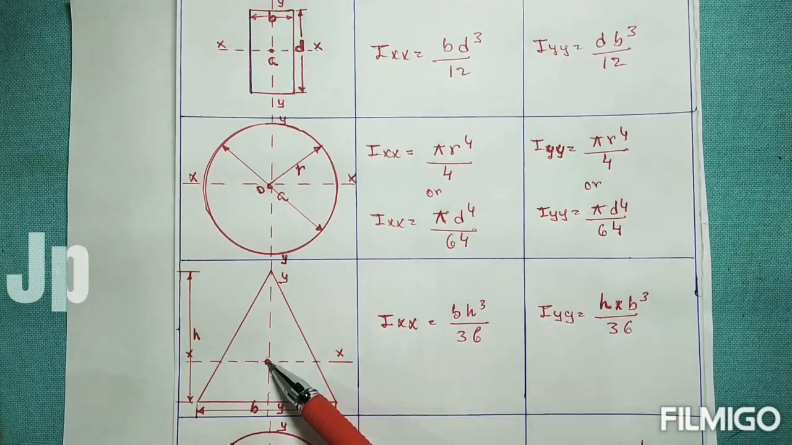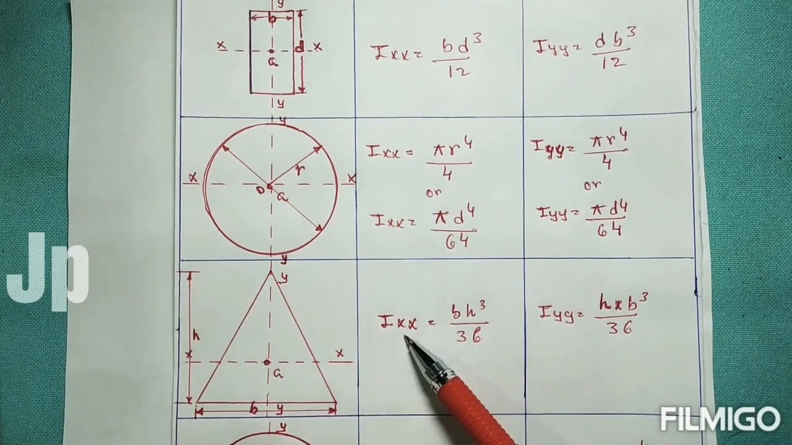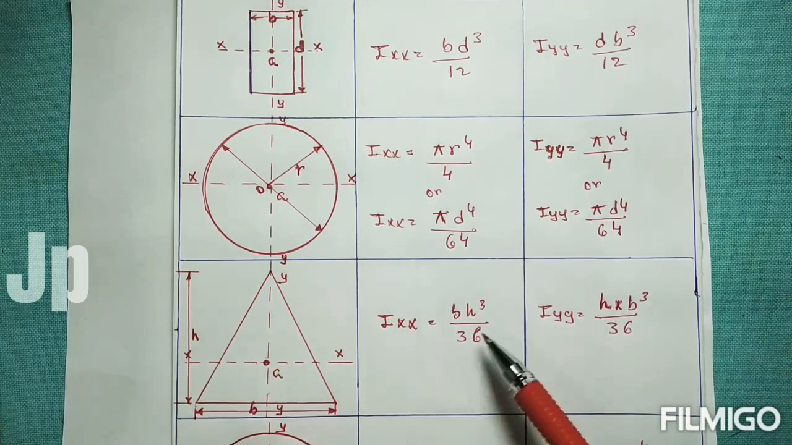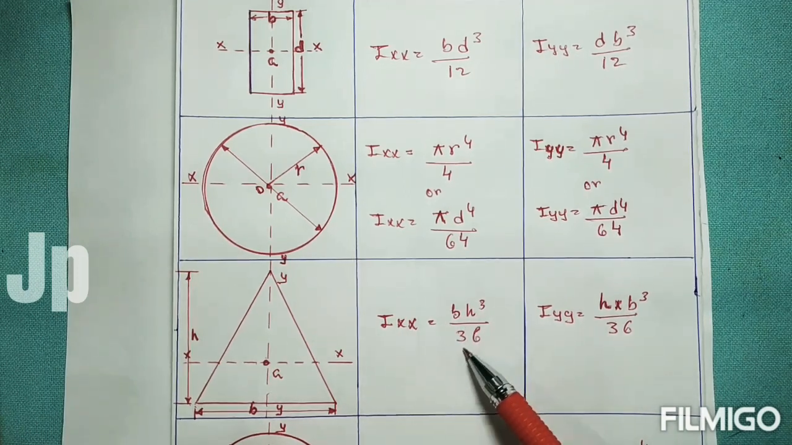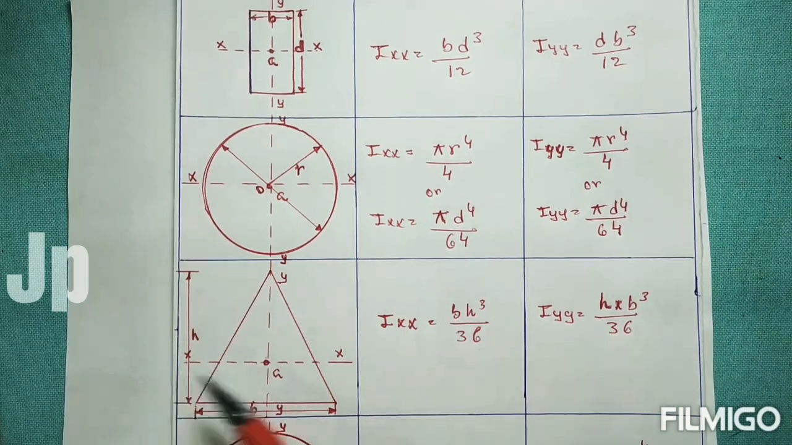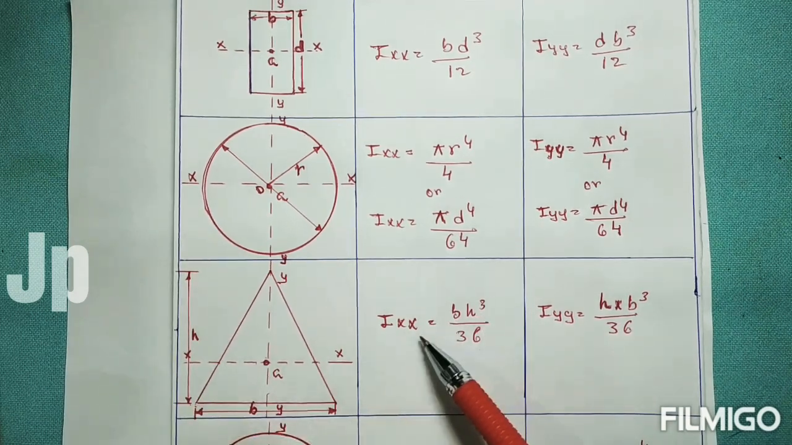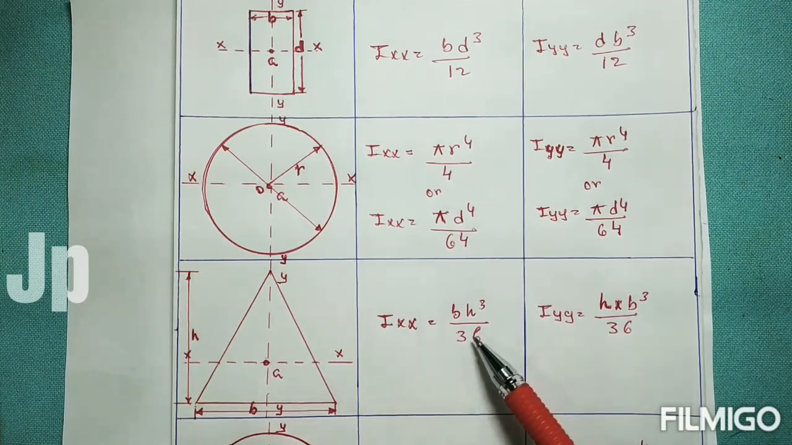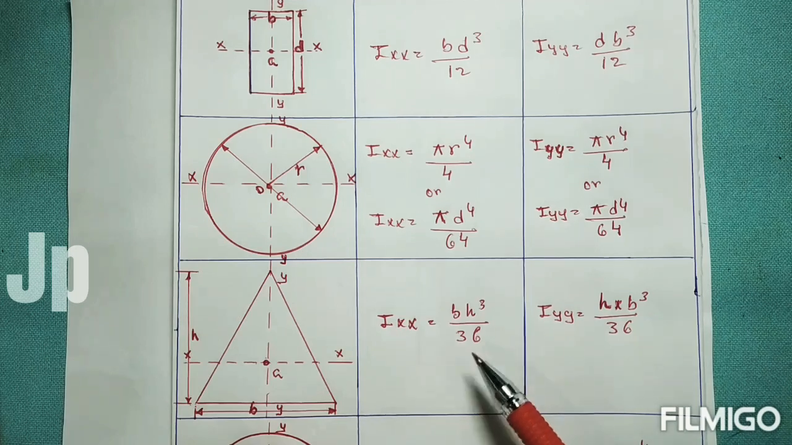For a triangular section, the CG will exist. The moment of inertia along the x-axis will be bh cube by 36, where b is the width of the triangle and h is the height. So the moment of inertia of the triangle along the x-axis is bh cube by 36.